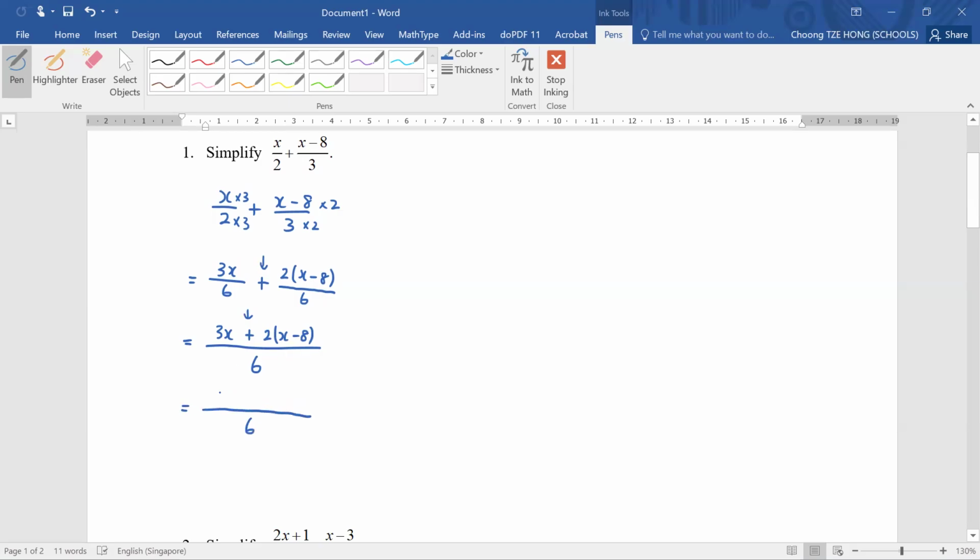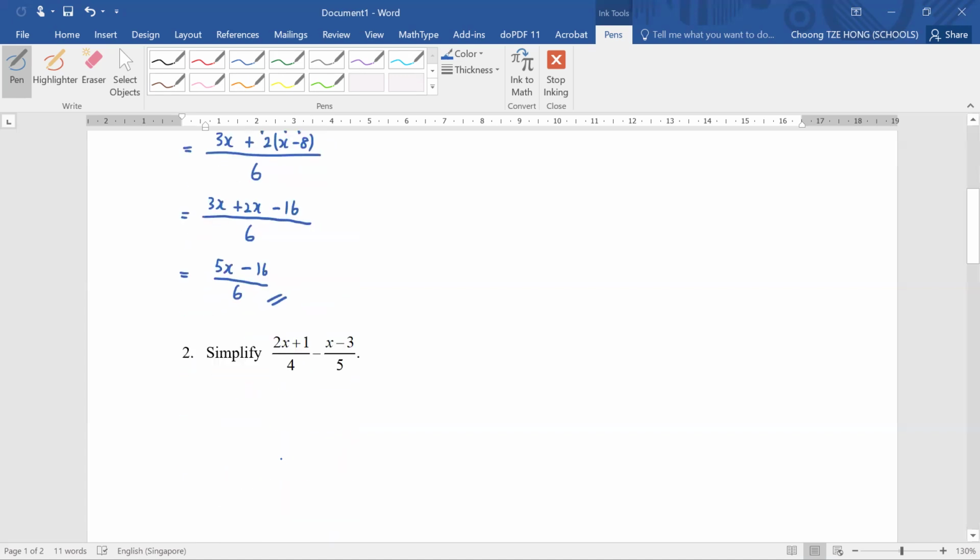So over here we have 6, so 3x. You can use the rainbow method to expand. Positive 2 times x, you have positive 2x. Then positive 2 times negative 8, you will have negative 16, all right? So from here, we'll group the 3x and plus 2x together to become 5x minus 16 over 6. So this will be how you can simplify linear expressions that involve fractions, all right? Let's do 2 more questions.